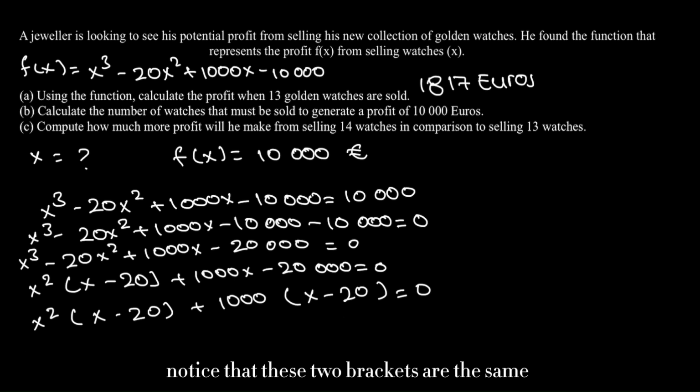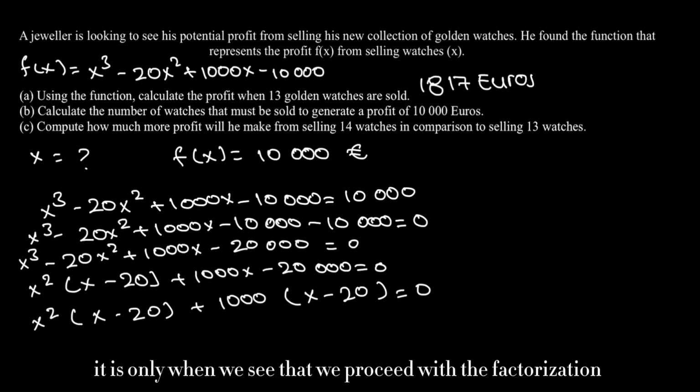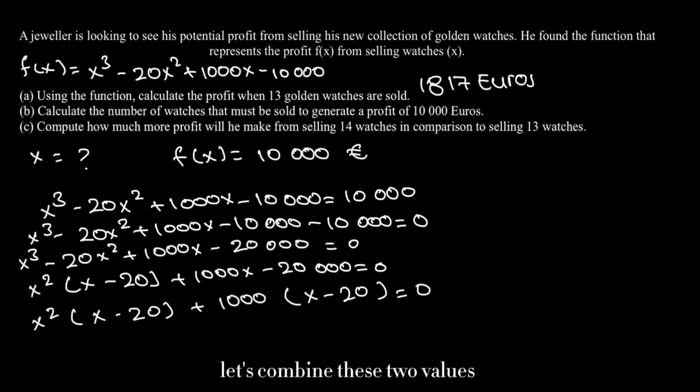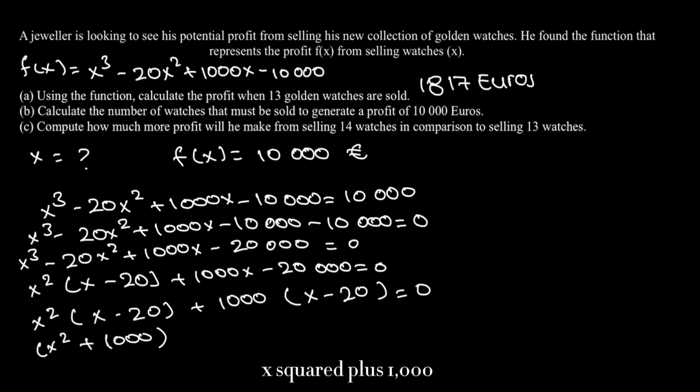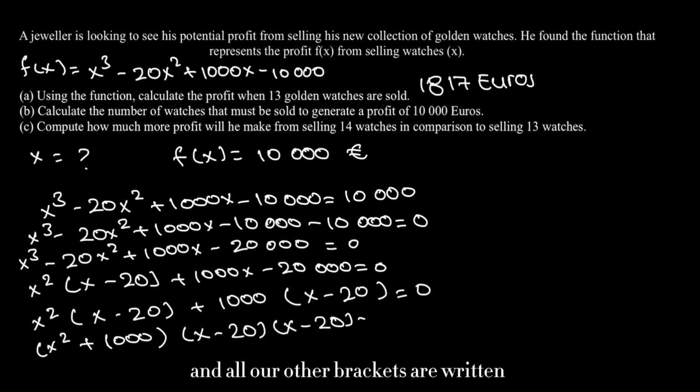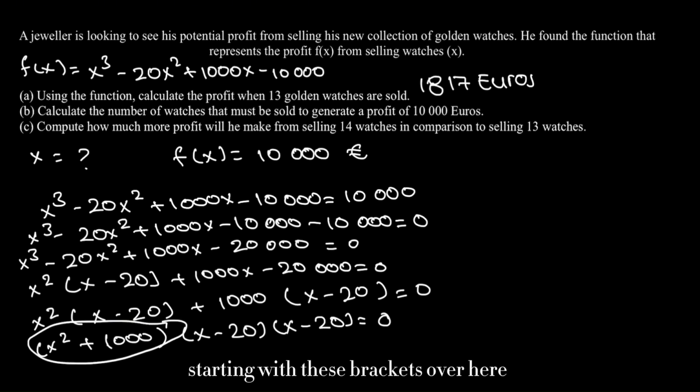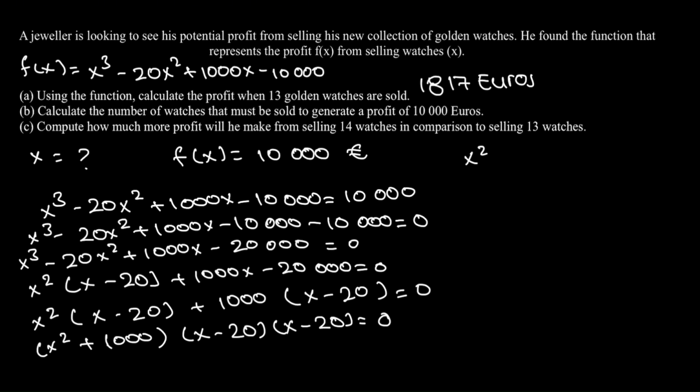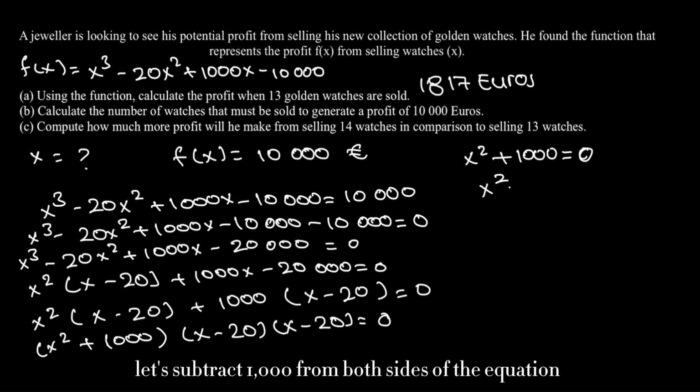Notice that these two brackets are the same. It is only when we see that, that we proceed with a factorization. Let's combine these two values. X squared plus 1,000, and all our other brackets are written. Now, let's solve for the values of x, starting with these brackets over here. X squared plus 1,000 equals 0. Let's subtract 1,000 from both sides of the equation.